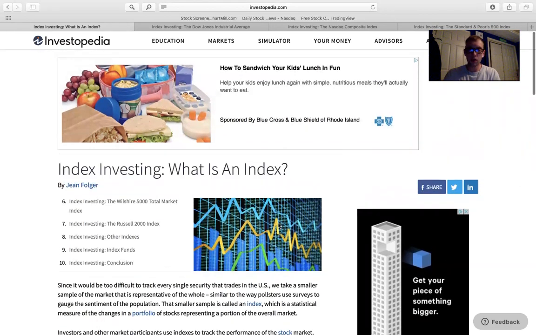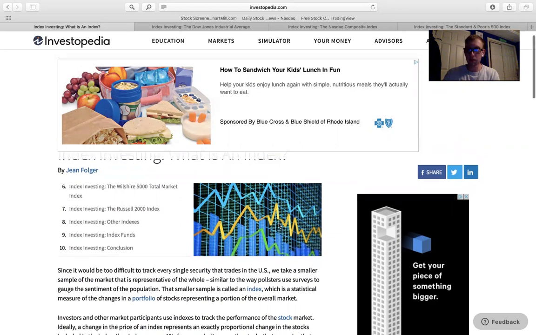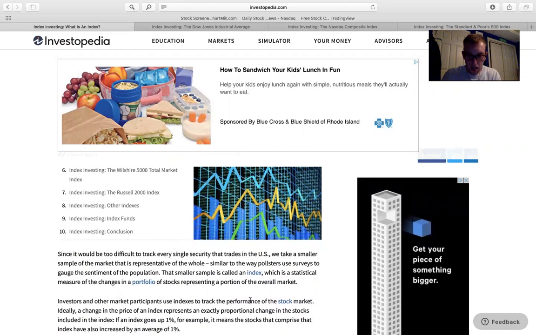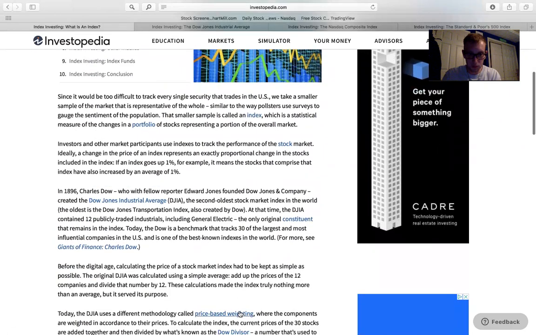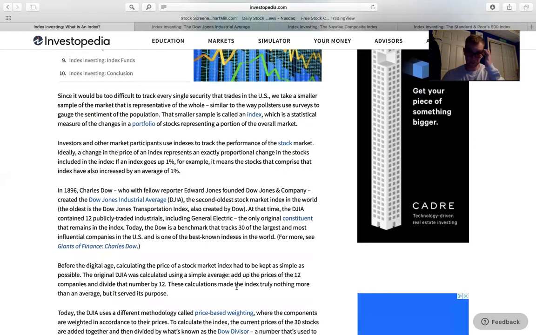So basically, we'll start off with what is an index fund, since a lot of people don't know what that is. Basically, an index fund, it's very simple. It tracks the market. It's made up of a number of stocks, and essentially, the value of the index fund comes from the underlying holdings.